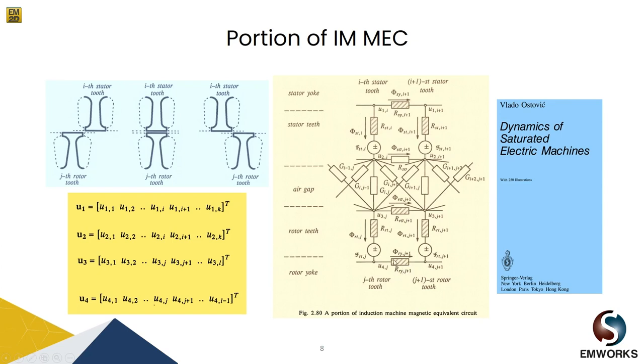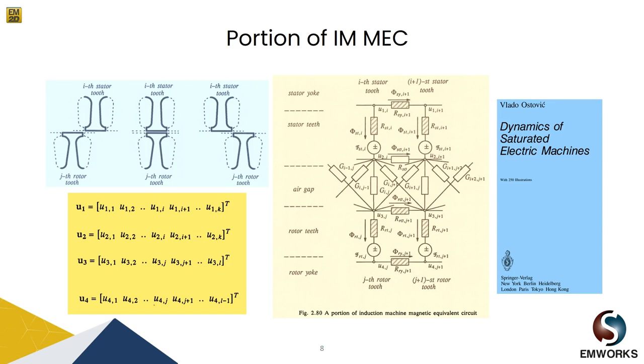Also, we have this reluctance for rotor yoke, and this is for rotor tooth. And also these two reluctances show the leakage flux. This is the leakage flux for stator teeth, and this leakage flux is between two stator teeth. And also we have this leakage reluctance.